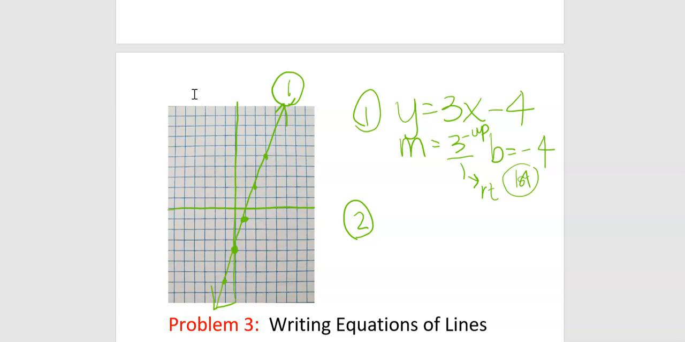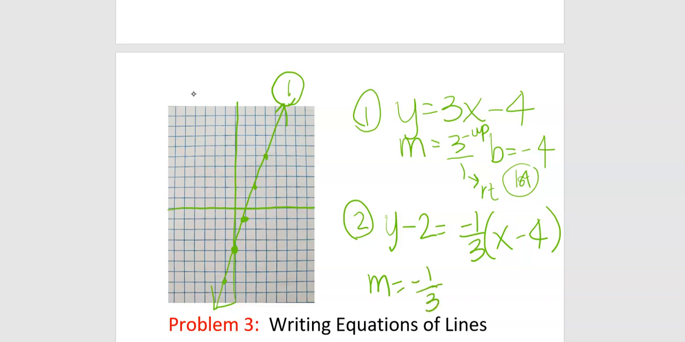Now, the second one is in point slope form. So we have y minus 2 equals -1/3 times x minus 4. So the easiest part on this one is the slope. What is that? -1/3. The hardest part is getting the point right.